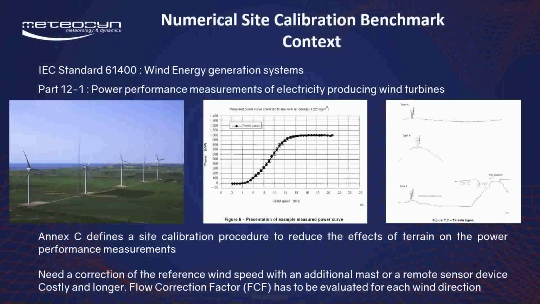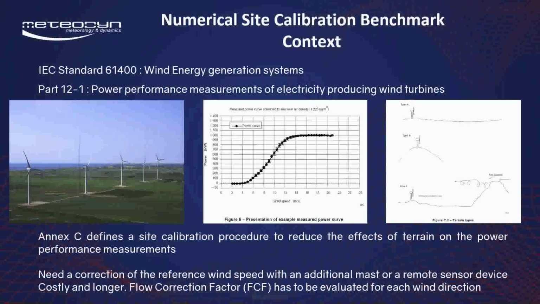But when the terrain is complex, we need to define some flow correction factor in order to consider the influence of the terrain. So Annex C defines the site calibration procedure, in order to reduce the effect of terrain on the power performance measurements. But for that, we need to set up another mast or another remote sensing device. So it's costly and longer to obtain the data, and that's why some teams want to do that with a numerical approach.